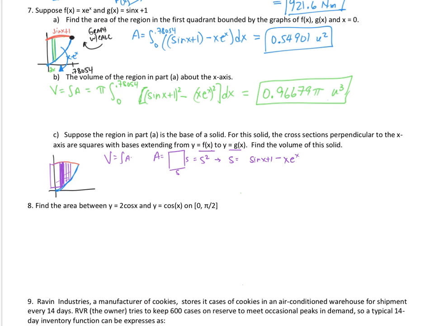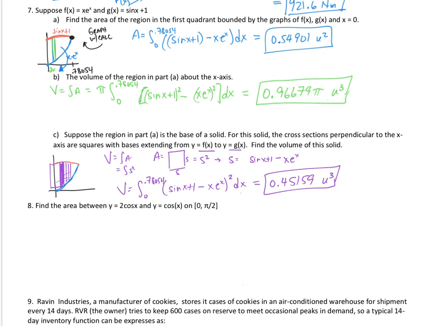So the volume is the integral of area, which in this case is side squared. Remember, there's no pi on this, we're not rotating, so there's no pi. So 0 to 0.78054 of sine x plus 1 minus x e to the x, this is my side squared, dx. Again, calculator problem. We plug this into our calculator, and we get this volume as being 0.45159 cubic units.